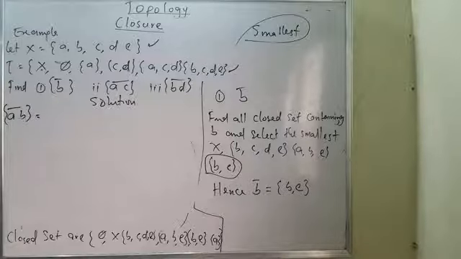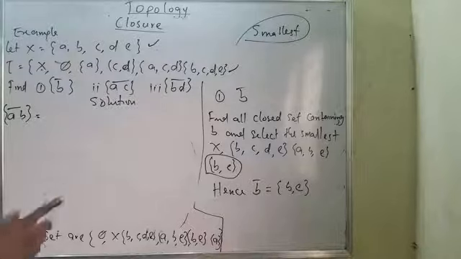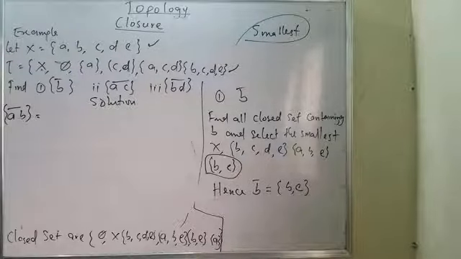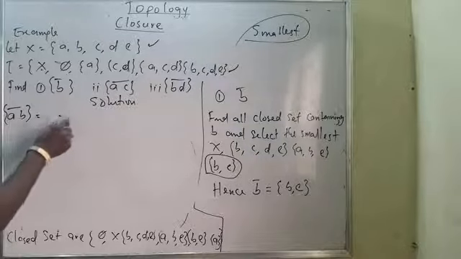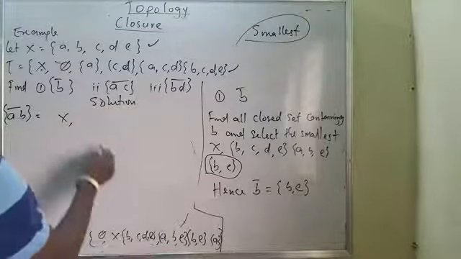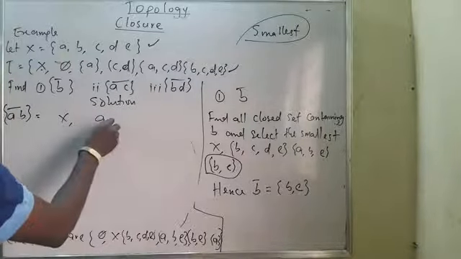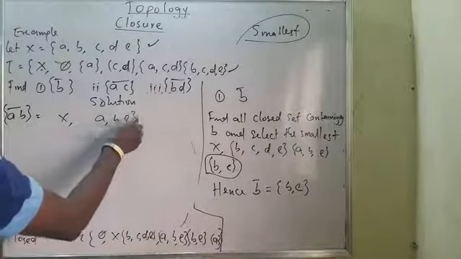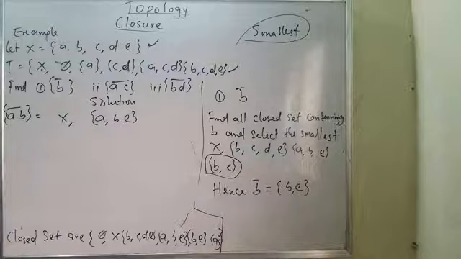I will look for them from the closed sets. I think X is there. We have X. What else contains AB? This does not contain AB. We have A, B, E. We have A, B here. That is all. These are the two sets that contain AB.